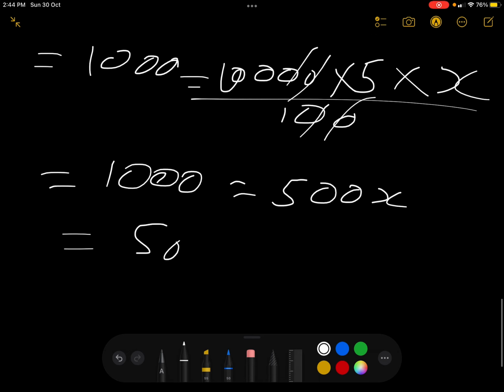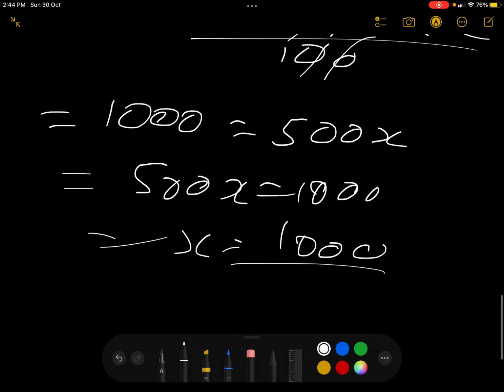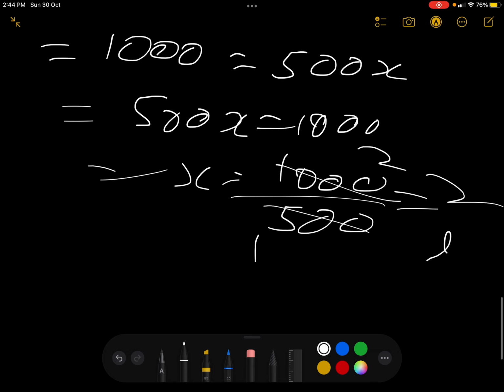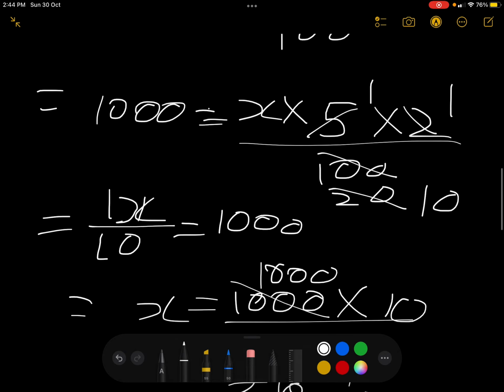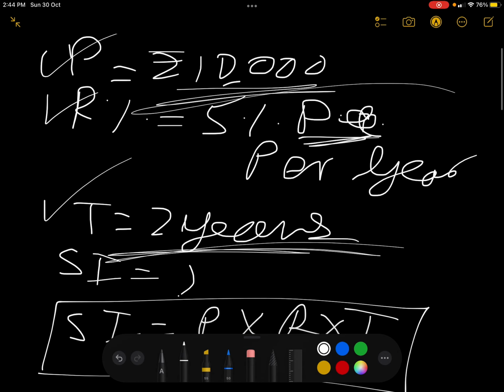Now 500x is equal to 1,000. So x is equal to 1,000 upon 500, which is 2 years. And you can see that it indeed was 2 years.